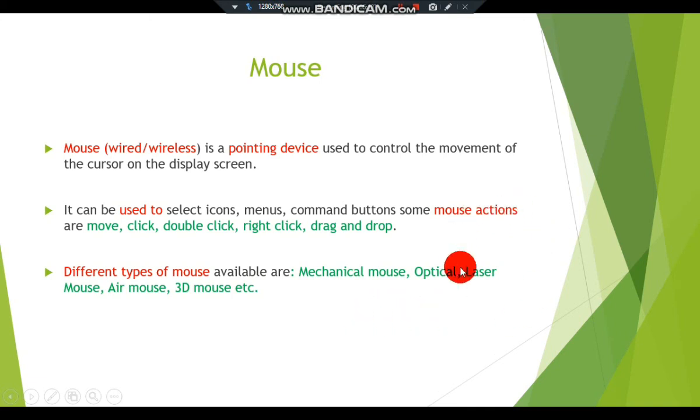Okay students, next class we continue with the remaining input and output devices.